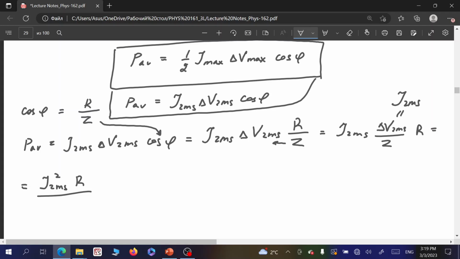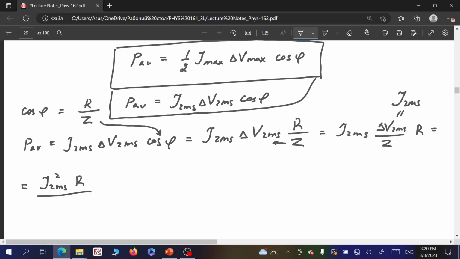However, it will happen only during charging of the capacitor or, let's say, increasing current in the circuit. So that will happen only during half of the period. During the second half of the period, this accumulated energy in the form of electric field and magnetic field will come back to the power supply.